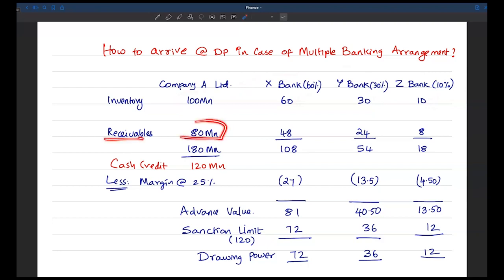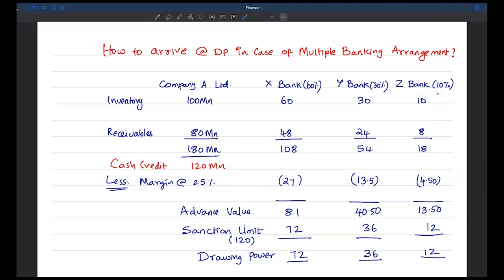Similarly, receivables 80 million they have. 60% of this 80 million will go to Bank X, 30% of 80 million will go to Bank Y, and 10% of 80 million will go to Bank Z. So, if I total these two, 108, this is the chargeable current assets for Bank X. These total 54 chargeable current asset for Bank Y, and these total 18 chargeable current asset for Bank Z.